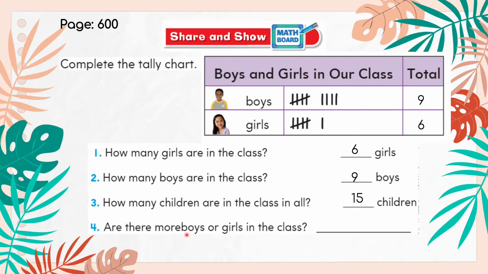Are there more boys or girls in the class? Compare these two numbers. Which of these two is greater? It's number 9, and number 9 is for the number of boys. So there are more boys in the class.